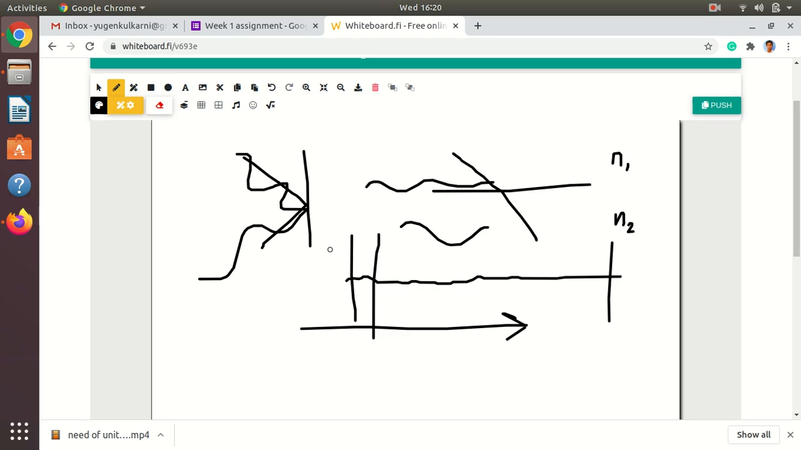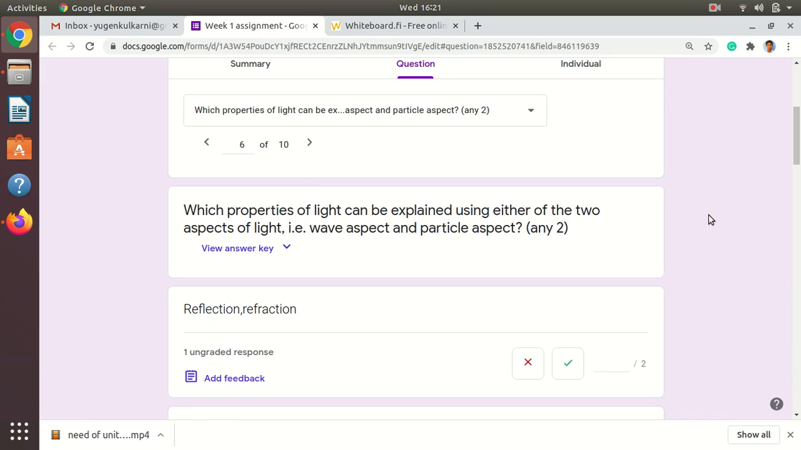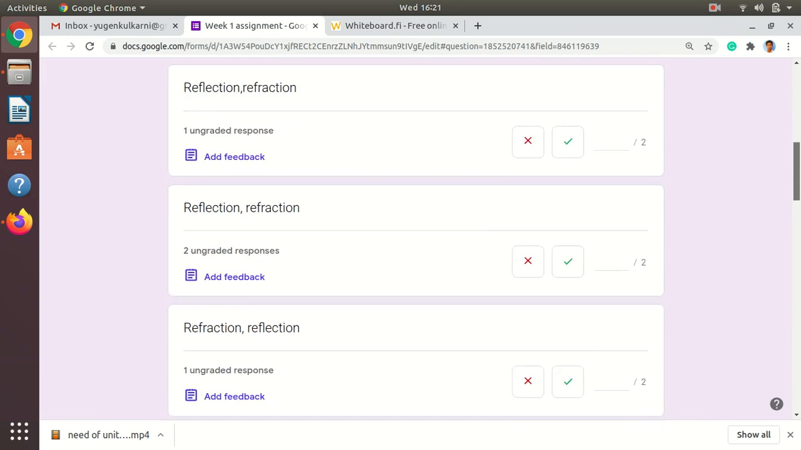So these three phenomena, reflection, refraction and rectilinear propagation of light, could be explained on the basis of both particle as well as wave nature. So that was the question. We have to name any two properties of light, like reflection and refraction, which can be explained using both aspects of light. Most of you have given the correct answer, reflection and refraction.